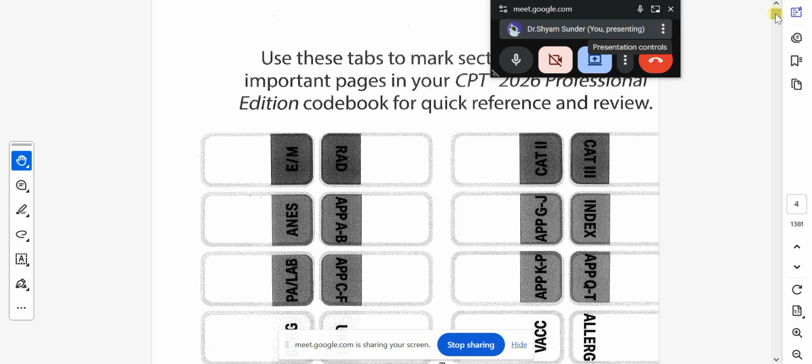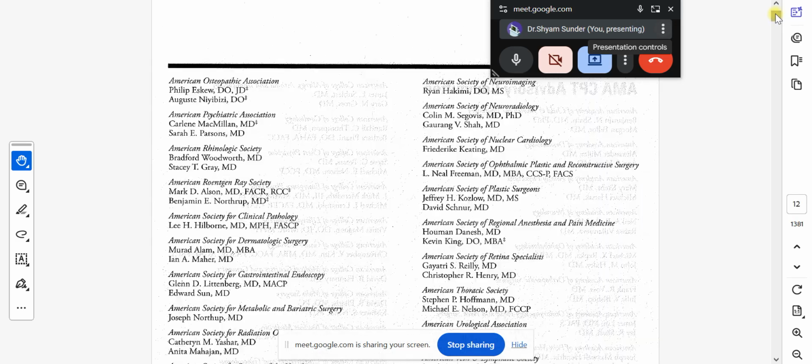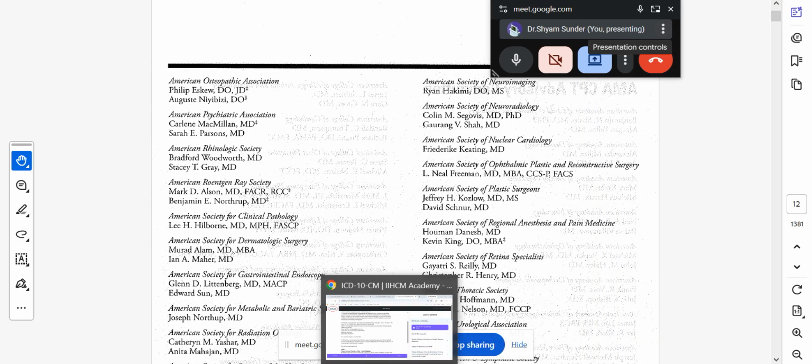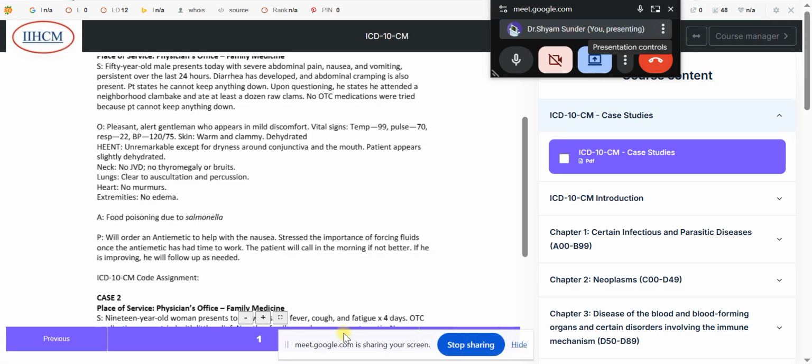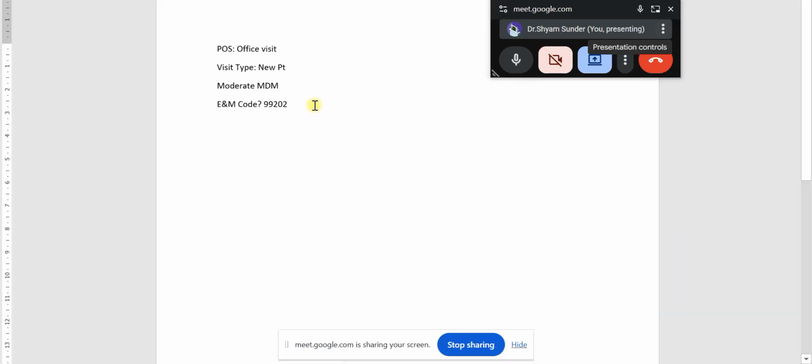So earlier, after the case study, the question was to assign the ICD-10-CM code. Now we discuss how the question will come, like assign CPT code, ICD code, or both. You would assign both.